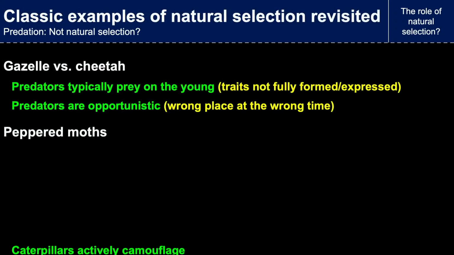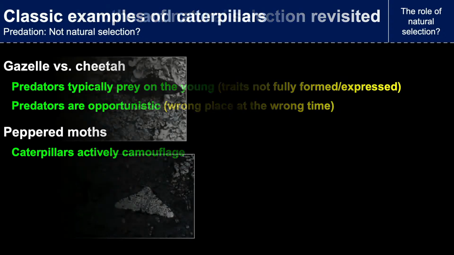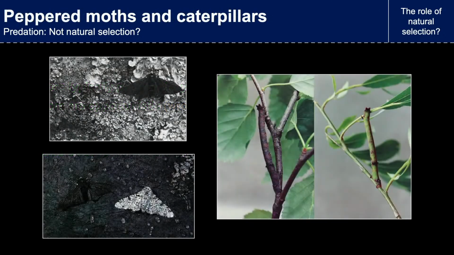The caterpillar is also actively camouflaged. It's not just the moths. So here's a picture of the caterpillars. This is the caterpillar for the dark one. See him? Very well camouflaged against those sticks on the tree. Here's a caterpillar for the white-colored one. And again, in the greener twigs, he's camouflaged extremely well.